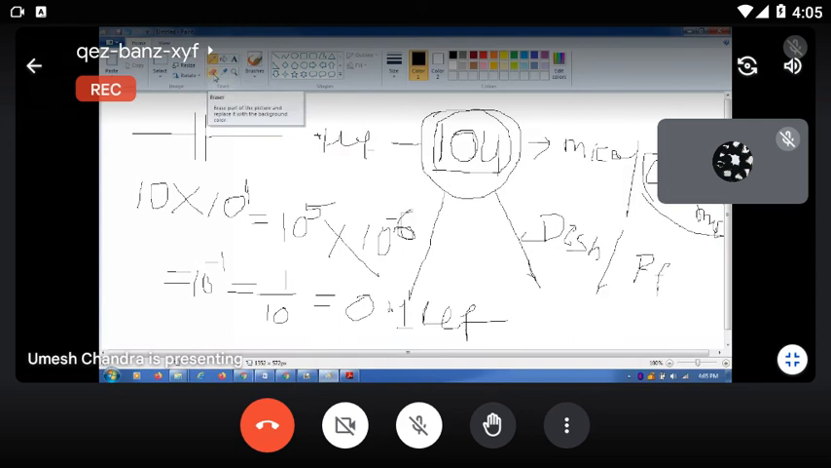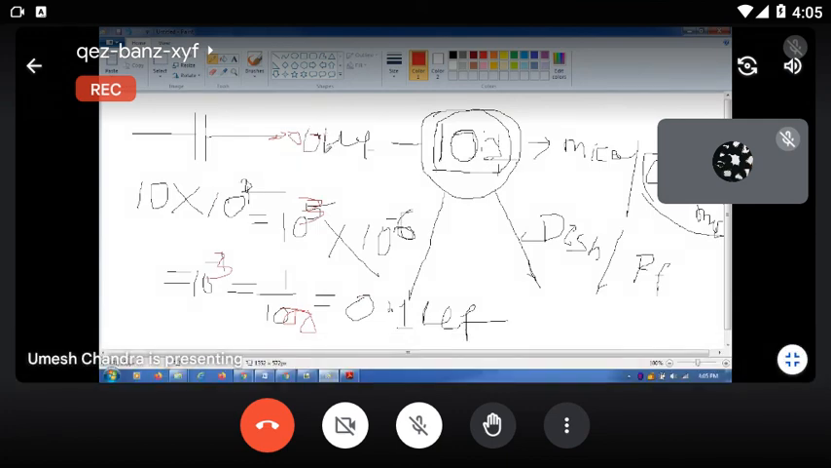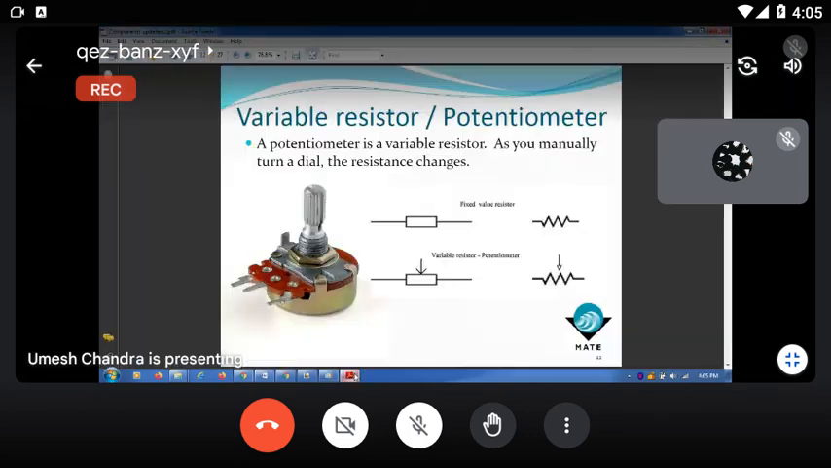104, suppose it is maybe 102. The 102 is the same. This will become 10 to the power 2, 10 to the power 3, 10 to the power minus 3. Okay. Then here it is 10 to the power minus 3, 0.001 microfarad. Clear?